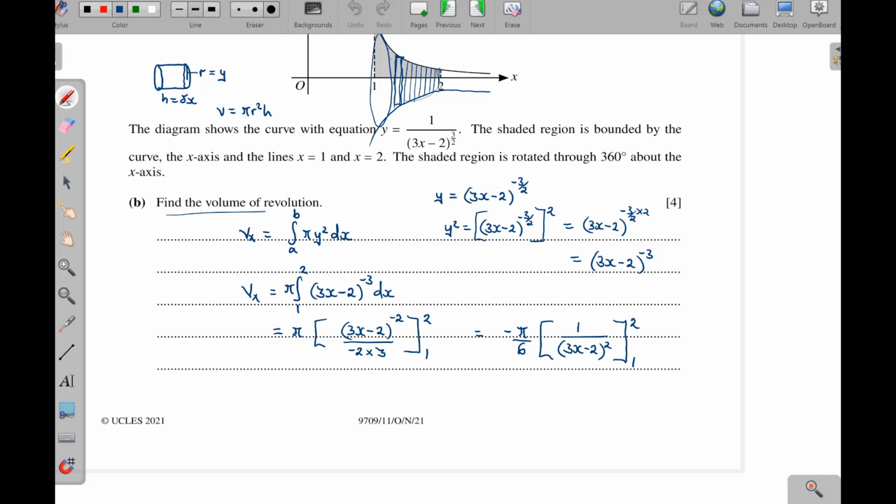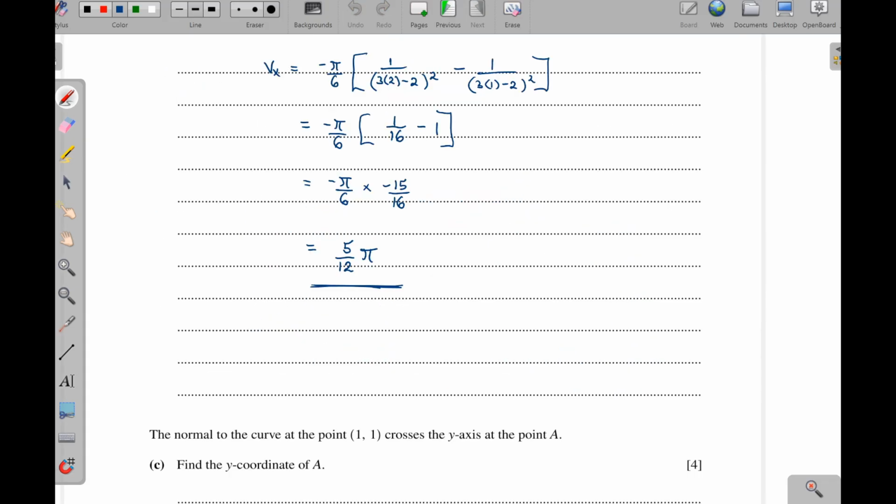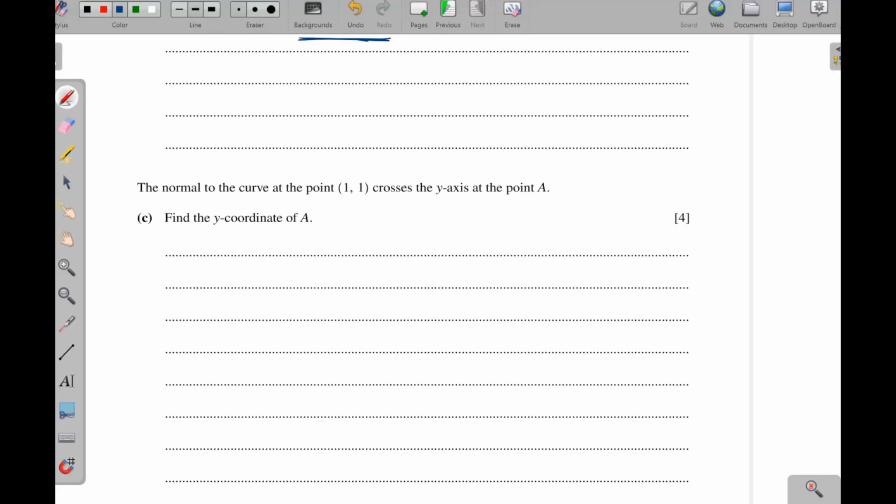They said find a volume. So they didn't say exact, so you can leave it exact like this, or you can put it to 3 significant figures. And by the way, this one is 32, pardon me here, it's not a 12. 32, like that. Then next, they're saying the normal to the curve at this point crosses the y-axis at point A. Find the y-coordinate of A.